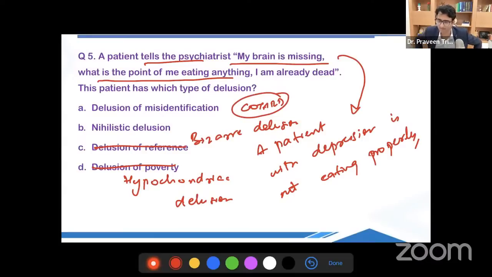Had they asked the diagnosis or had they asked the type of delusion? Yes, both. So most of you are saying both were there. So let's presume both were there. And what was the exact question? Were they asking about the diagnosis or were they asking about which is the type of delusion here?